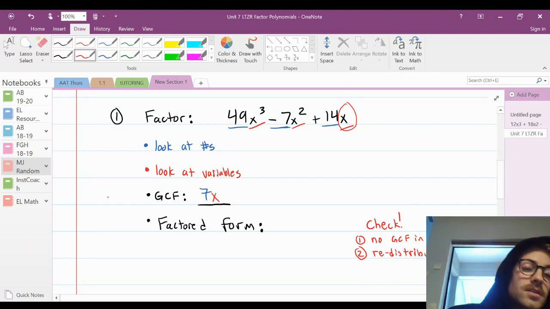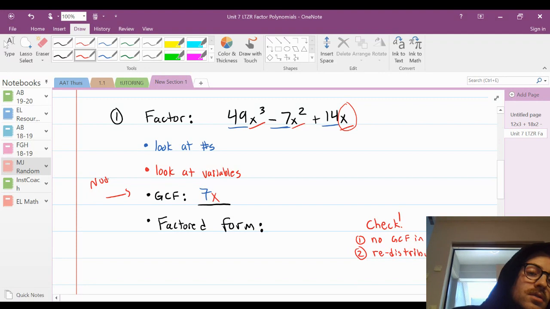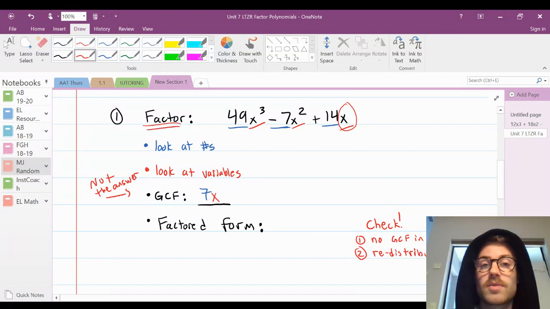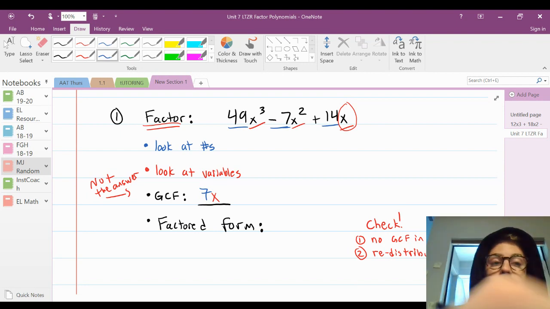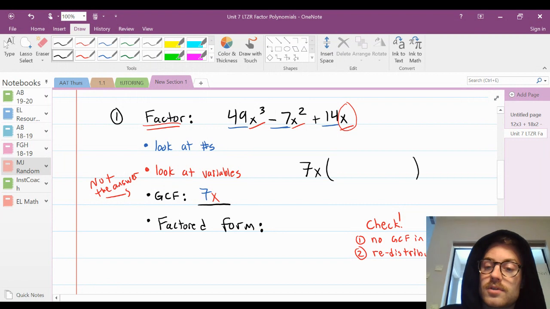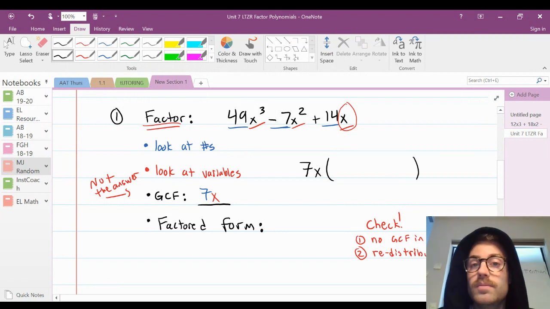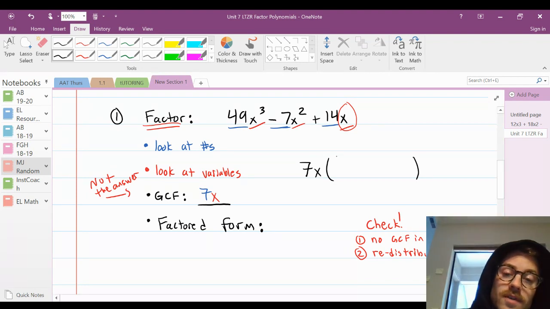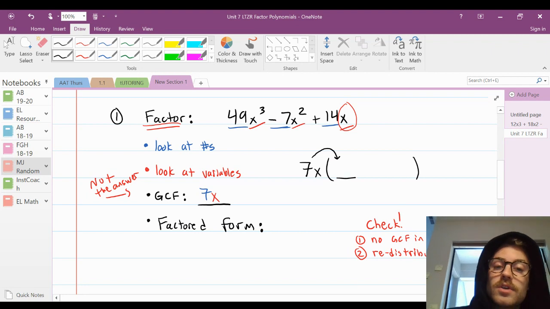However, this is not the answer. The answer, if I follow the directions of factoring, would be writing this expression in factored form. That begins with writing the greatest common factor, followed by parentheses. We need to determine what would be left inside the parentheses if I factored out 7x from each of these terms. So I'm trying to think, 7x times what value will get me back to 49x cubed.